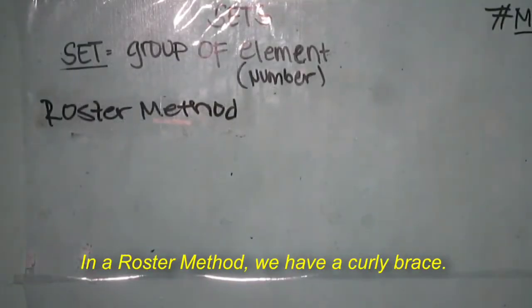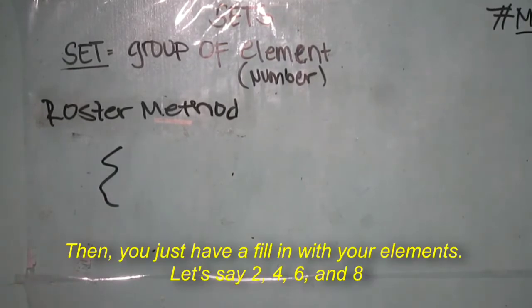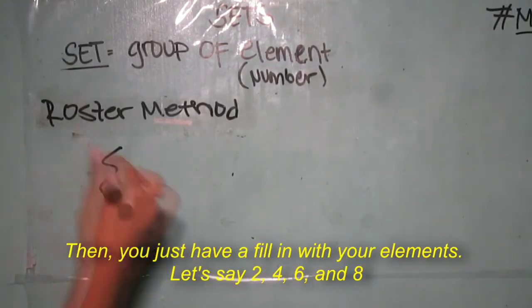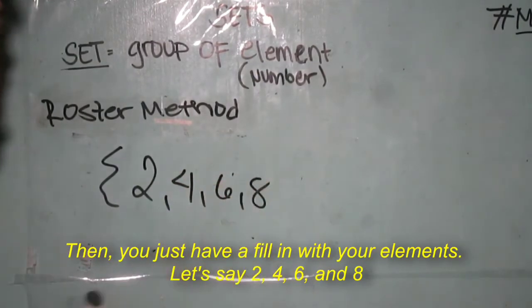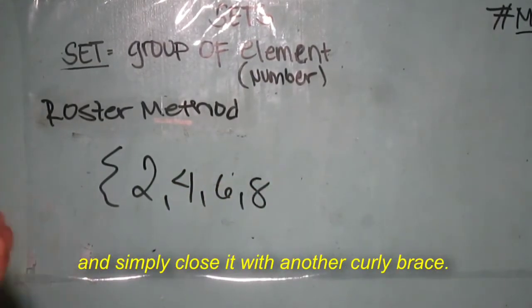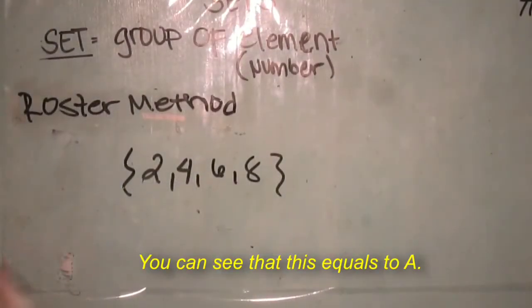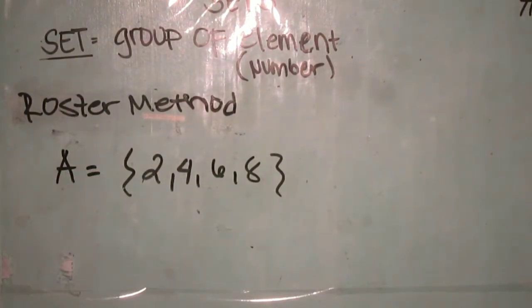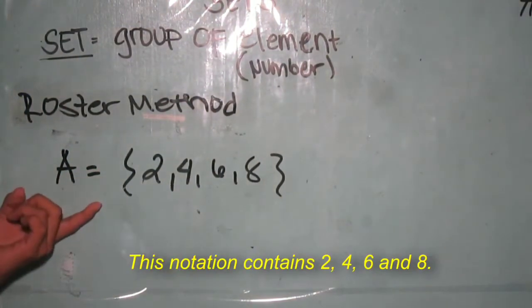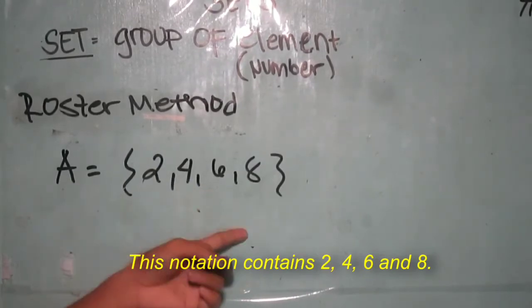In the roster method, we have a curly brace. Then you just have to fill in your elements. Let's say 2, 4, 6, and 8. And simply close it with another curly brace. You can say that this equals A. This notation contains 2, 4, 6, and 8.